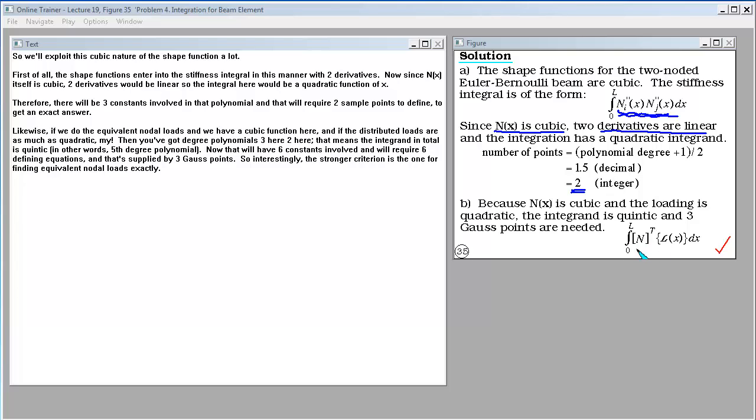Likewise, if we do the equivalent nodal loads and we have a cubic function here, and if the distributed loads are as much as quadratic, then you've got degree polynomials 3 here, 2 here. That means the integrand in total is quintic. In other words, 5th degree polynomial. Now that will have 6 constants involved and will require 6 defining equations, and that's supplied by 3 Gauss points. So interestingly, the stronger criterion is the one for finding equivalent nodal loads exactly.